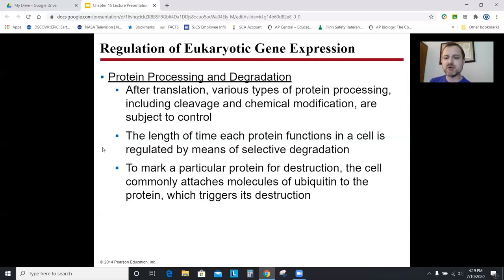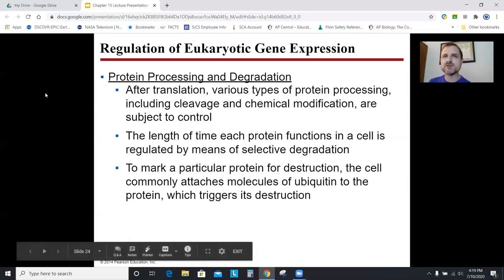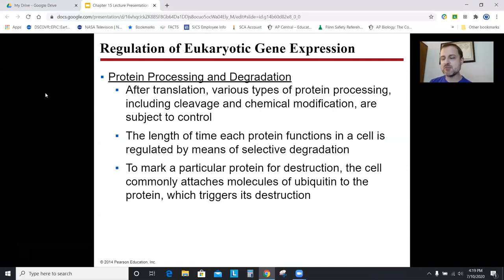There's a protein called ubiquitin. That's this point down here where the cell can mark proteins for destruction. So the length of time that a protein is functional matters. Again, I could have turned the gene off way back in the nucleus, but if the proteins last forever, it's like it's always turned on.